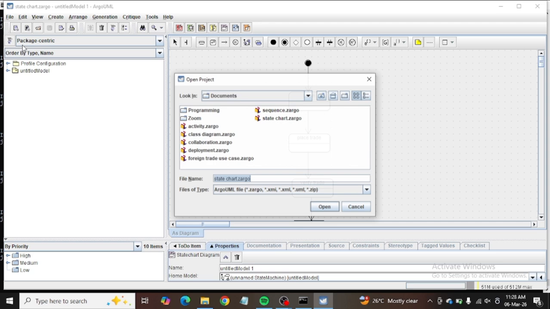These diagrams help system designers and the developers to better understand and implement the system.